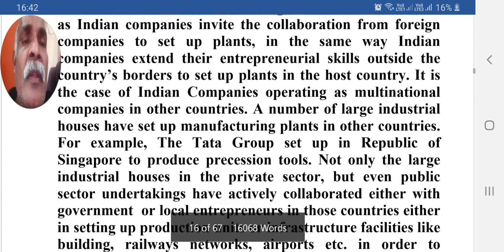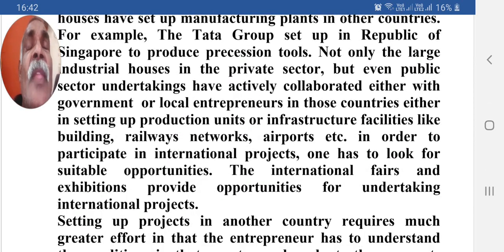Not only the large industrial houses, but even the public sector undertakings nowadays are actively collaborating, either with the government or the local entrepreneurs in those countries, either in setting up production units or infrastructural facilities like buildings, railway networks, airports. In order to participate in international projects, one has to look for suitable opportunities. From where will you get the opportunities? From international fairs and exhibitions. These international fairs and exhibitions provide opportunities for undertaking international projects.